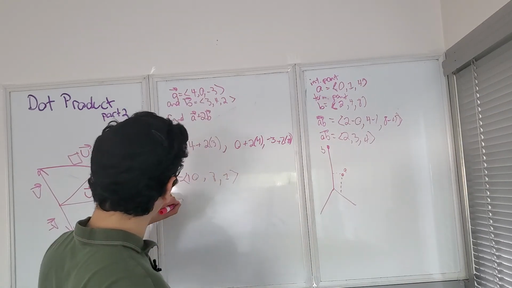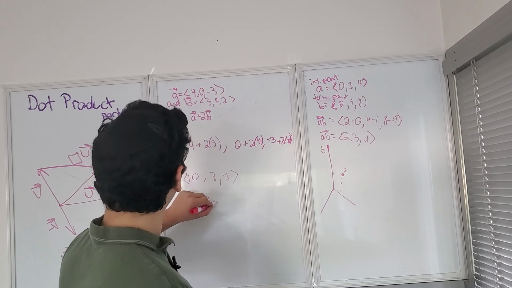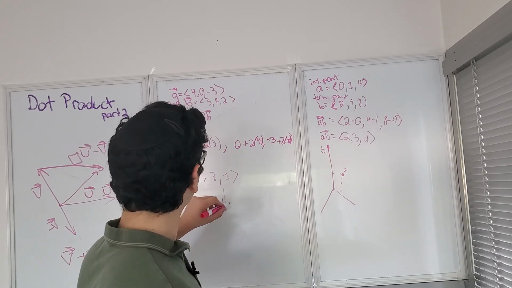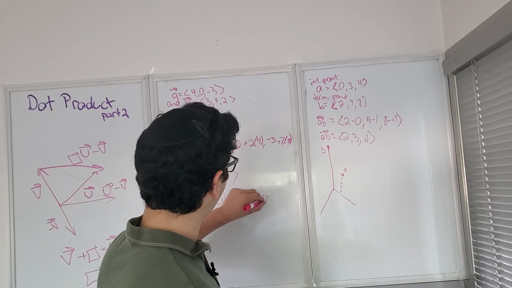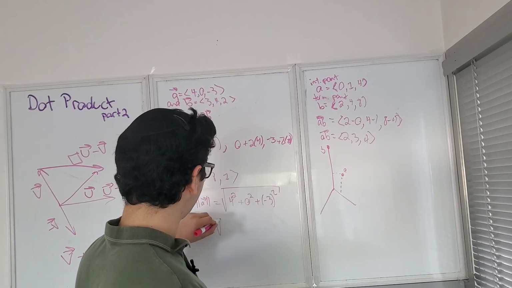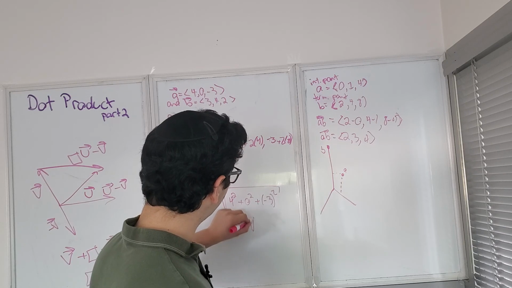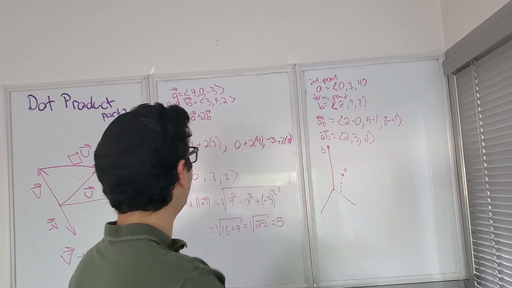If it also said to find the magnitude of A, I would just do the Pythagorean theorem but apply it to 3 variables. So I would say 4 squared plus 0 squared plus negative 3 squared, which equals the root of 16 plus 9, which equals the root of 25, which equals 5. So it has a length of 5.